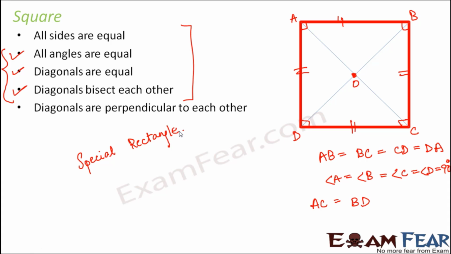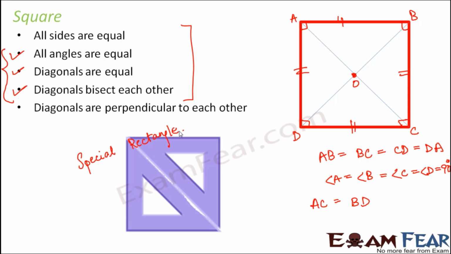So how can we make a square using set squares? We can take two set squares, but this time the set square that we are going to take is the 45, 45, 90 set square. Why so? Because in this type of set square, the length of this side and this side is the same. Because in a square, all the sides should be equal. Therefore, we take the 45, 45, 90 set square. Now, there is another interesting property of a square, and that is the diagonals are perpendicular to each other. That means the diagonals not only bisect each other, they also bisect each other at 90 degrees.